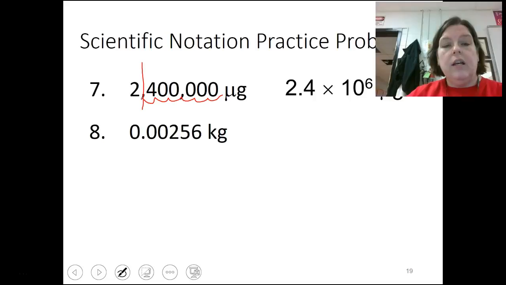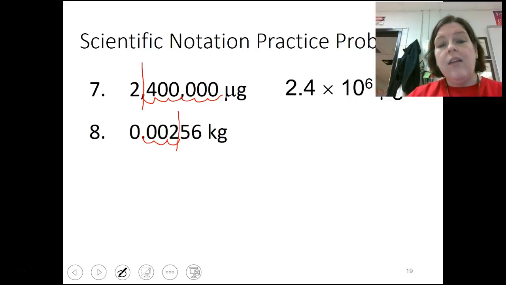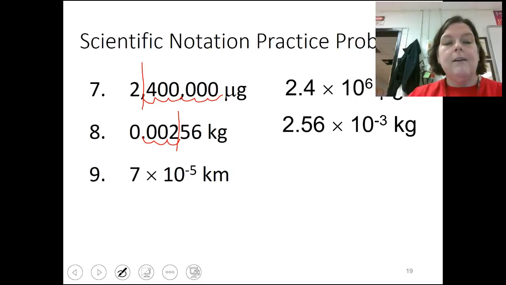Number 8, okay, here we go again. We need a number that is greater than or equal to 1, but less than 10. So where are we going to put our decimal point? We're going to put it right here between the 2 and the 5. So now we have to move our decimal. We go 1, 2, 3 places, but remember we're going right. That's the negative direction. So it's going to be 2.5, we have to include the 6 too, 2.56 times 10 to the negative 3rd kilograms.